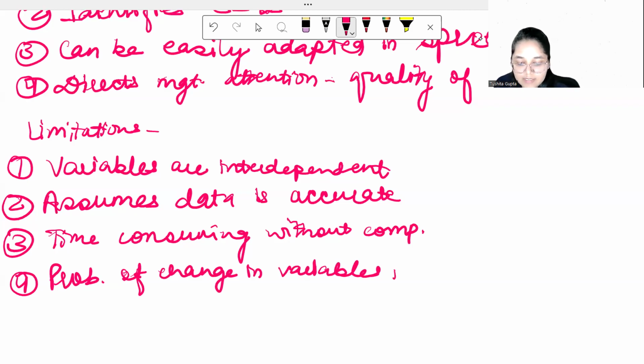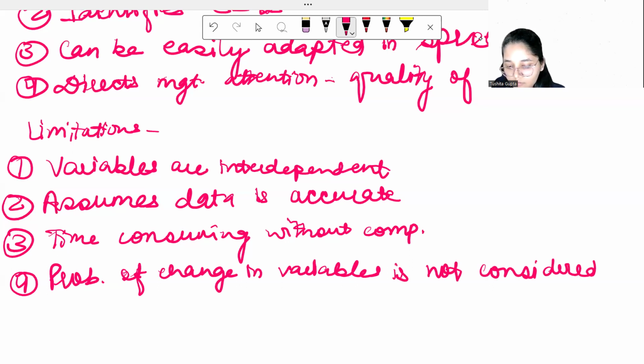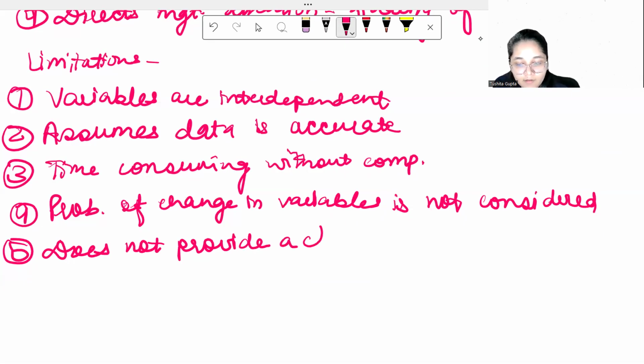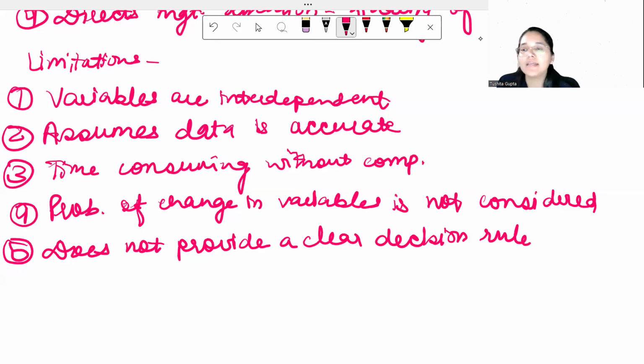Change in variables is not considered. This is another limitation. And last but not the least is that it does not provide a clear decision rule. So this is your last limitation as far as sensitivity analysis is concerned.